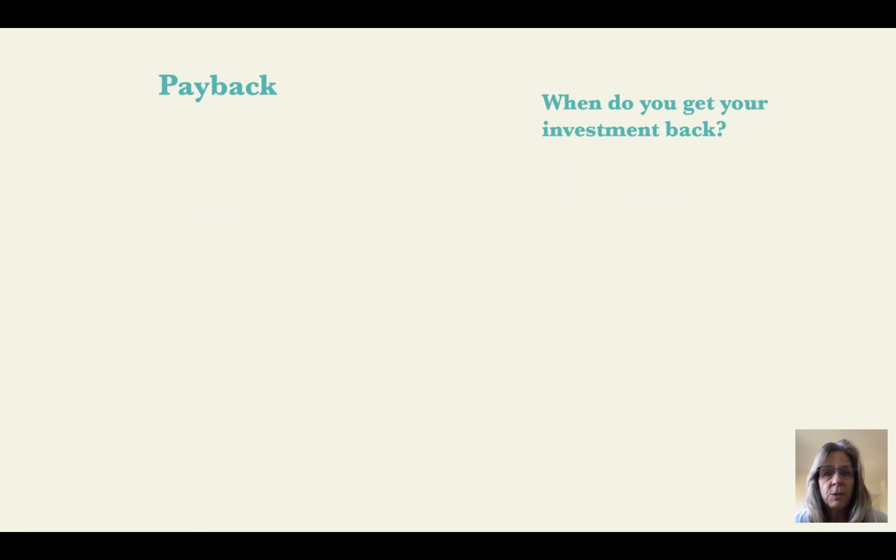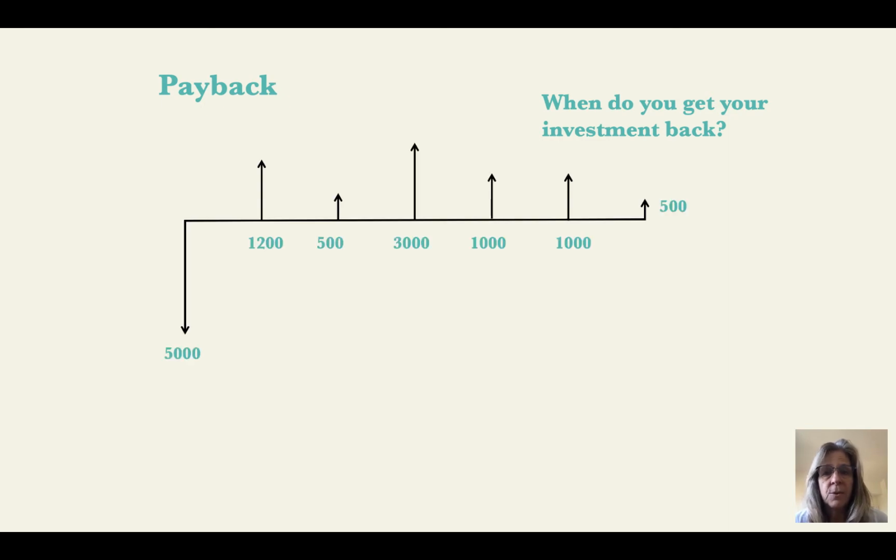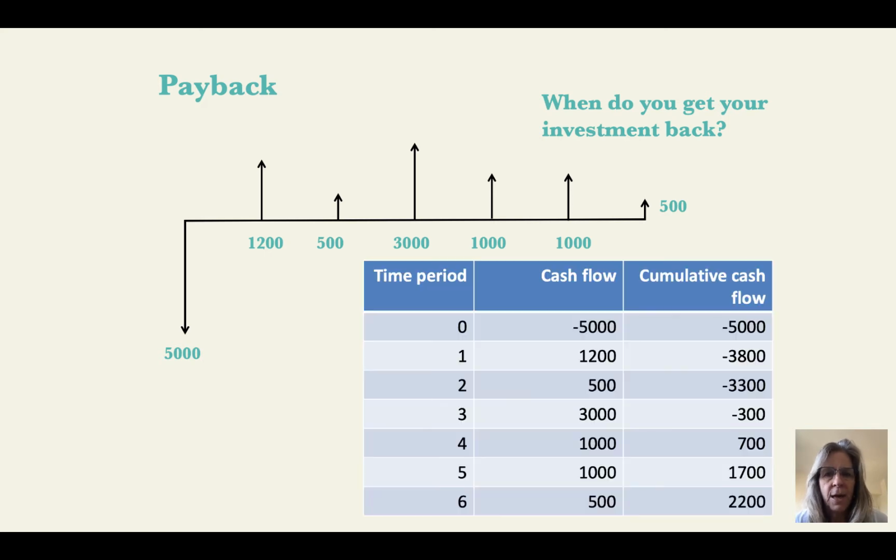One of the problems with this is, though, that it's often a little bit more difficult to calculate the payback. So we're going to look at this example that has sort of erratic cash flows and see how to do that calculation. The way that I recommend doing it is to set up a table where you have columns of the time period, the cash flow, and then cumulative cash flow. So you can see I've taken that cash flow diagram and converted it into this table.